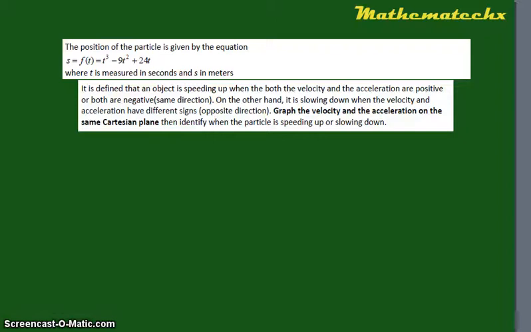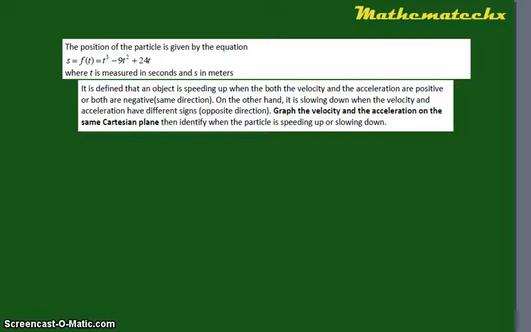Okay, hi, in this video I'm going to show you how to determine when the object is speeding up or when the object is slowing down. We'll be using the same function from the position particle problem. The function is t cubed minus 9t squared plus 24t.